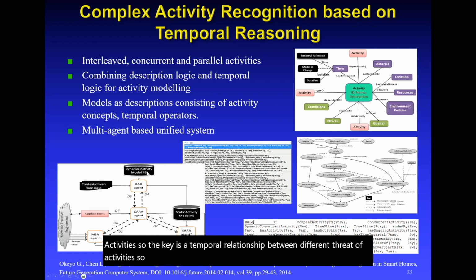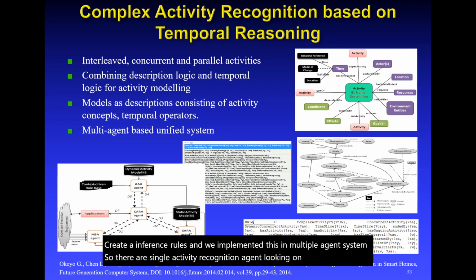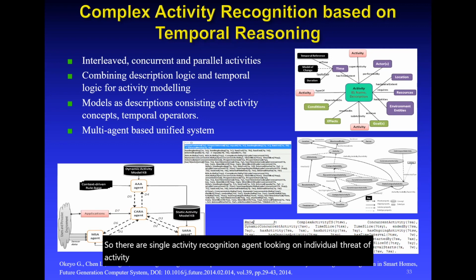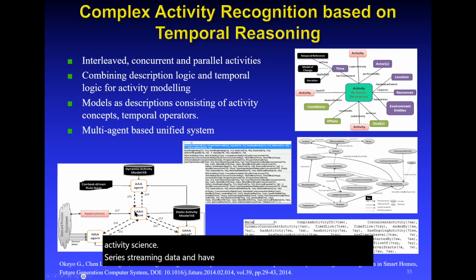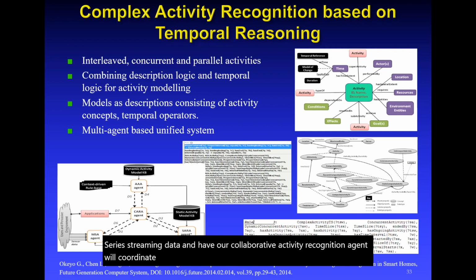And we implemented this in a multiple agent system. So there is a single activity recognition agent looking at an individual thread of activity, sensor series, streaming data, and a collaborative activity recognition agent will coordinate different threads of primitive activities based on the single activity recognition agents. So that is the way we did that.